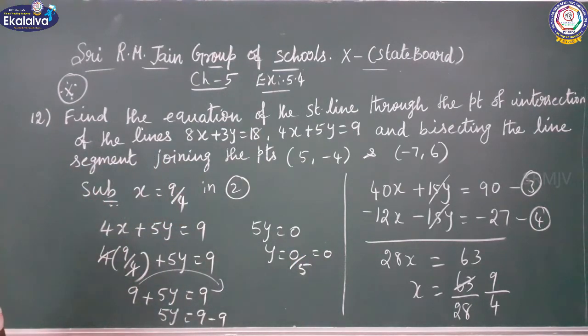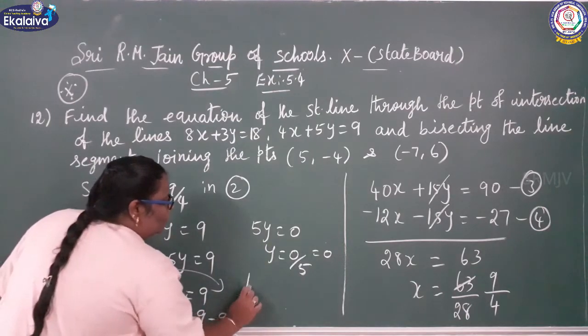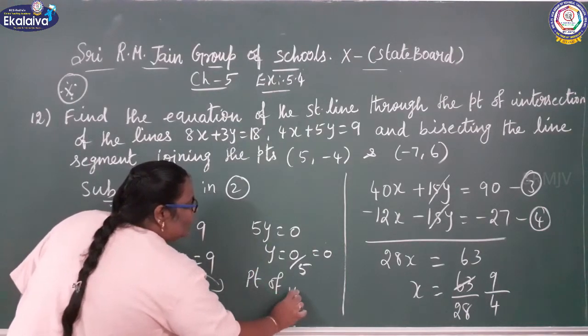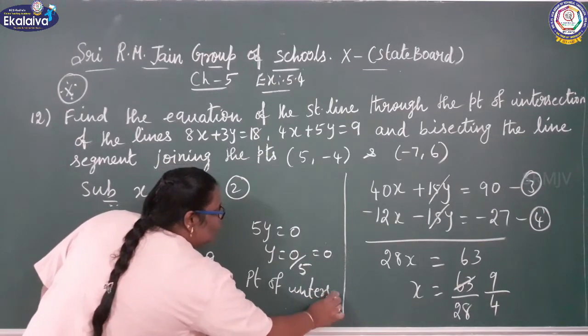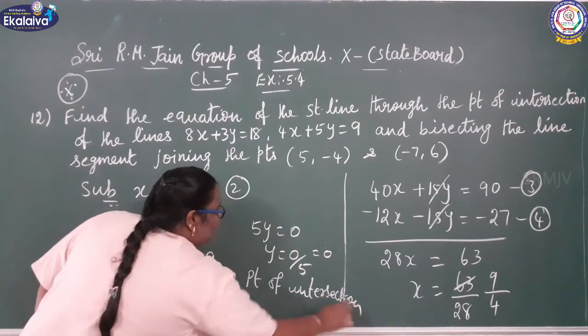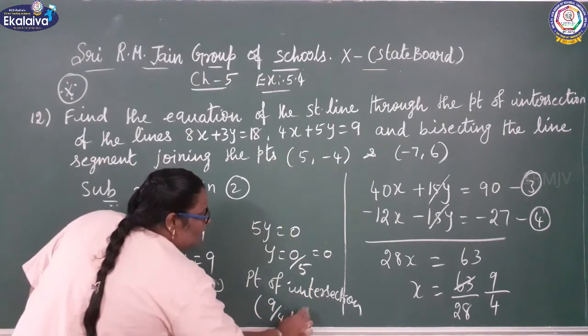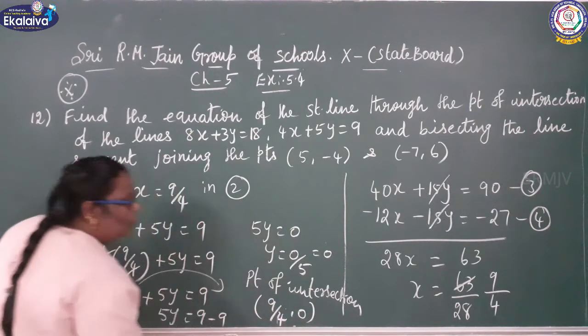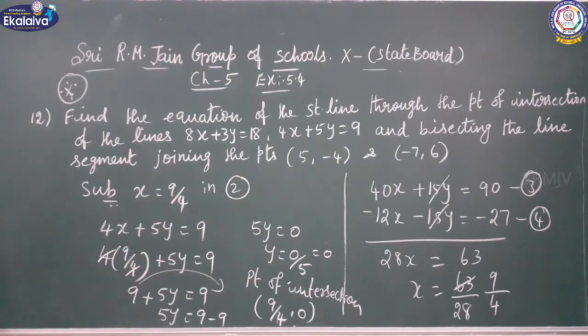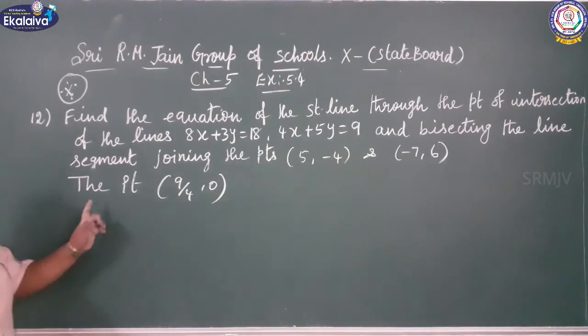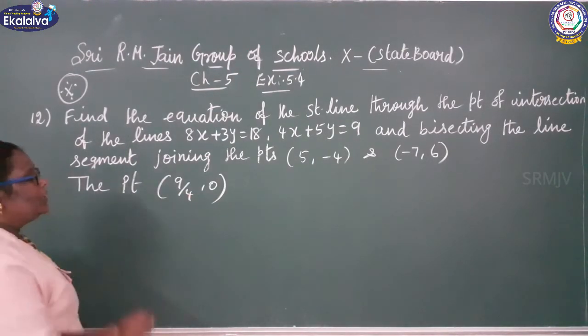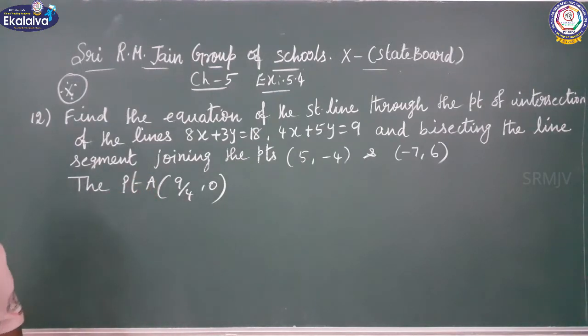So what is the point of intersection? The point of intersection is 9 by 4 comma 0. So the point is 9 by 4 comma 0. This point you can take it as A.